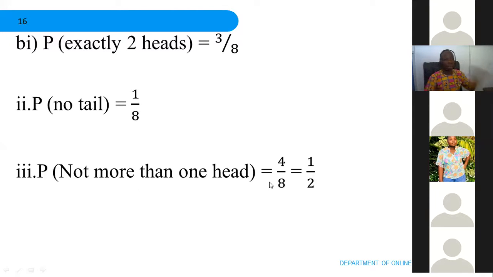The next is the probability that it is not more than 1 head. If it is not more than 1 head, then it is also possible that you will not have any head at all. So that will give us tail, tail, tail. Then the other ones will also add up. That will give us 4 over 8, 1 over 2. Not more than 1 head means you cannot exceed 1 head. The highest number of heads you have is 1, and it is also possible that you wouldn't have any head at all. So we have 4 over 8, that gives us 1 over 2.